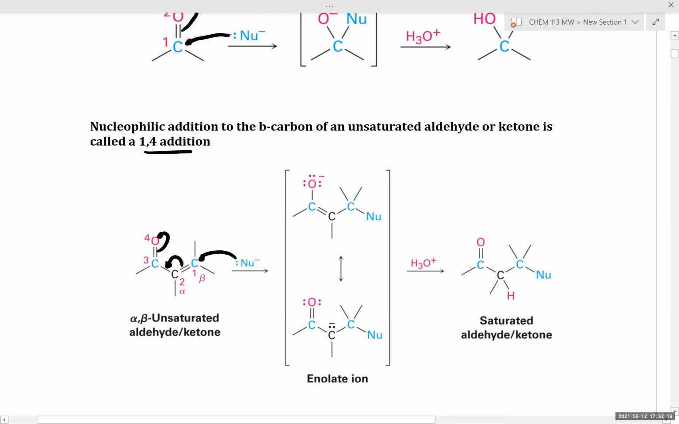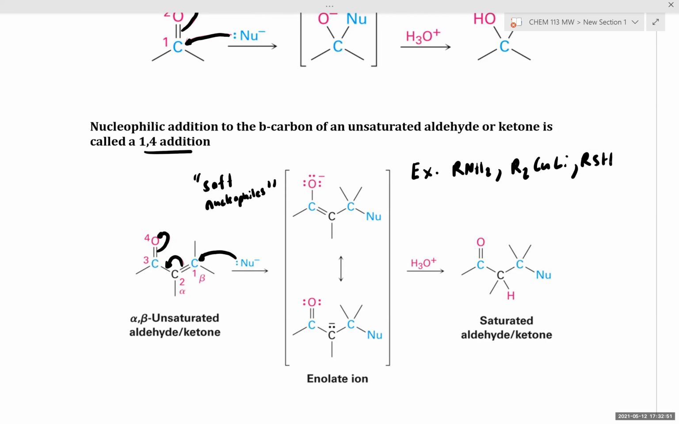Now, what's interesting about this 1,4 addition pathway, it's preferred when we have quote unquote soft nucleophiles. And examples of soft nucleophiles could be amines. We can look at organocuprates, thiols. Generally, most nucleophiles where your electron density is delocalized over a relatively large atom, or in cases where you're not dealing with a hard carbon-centered nucleophile, you're going to see a preference for 1,4 addition.